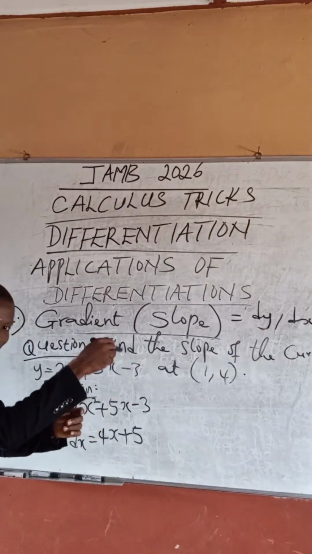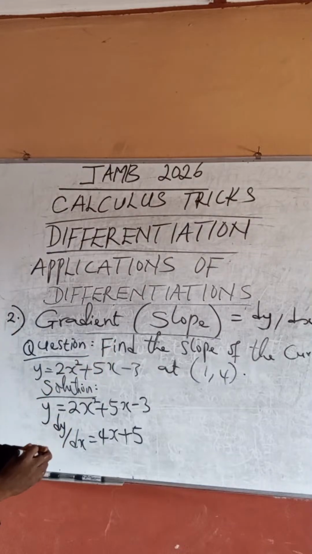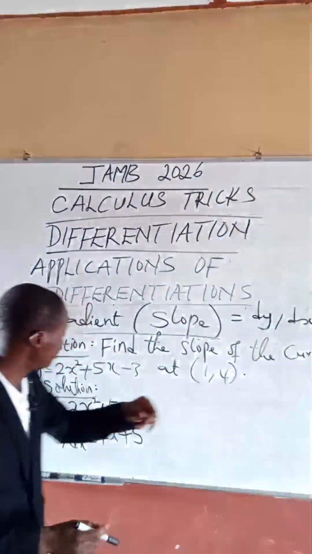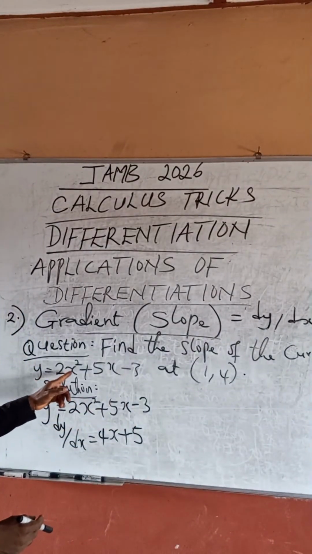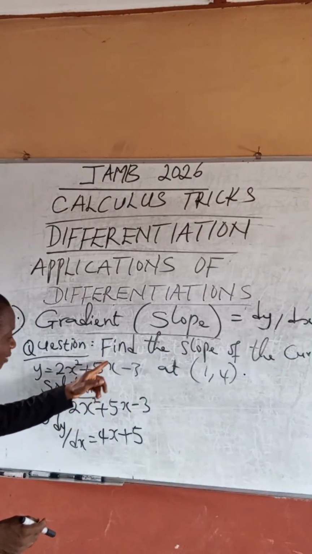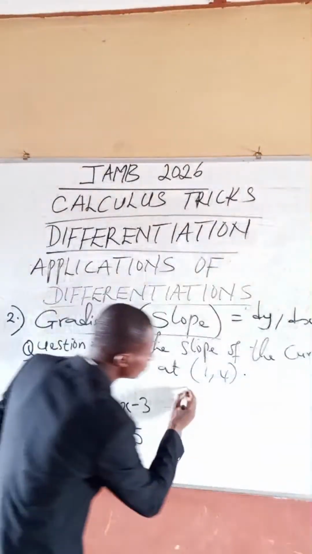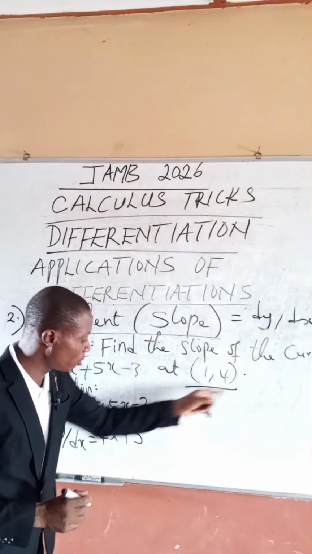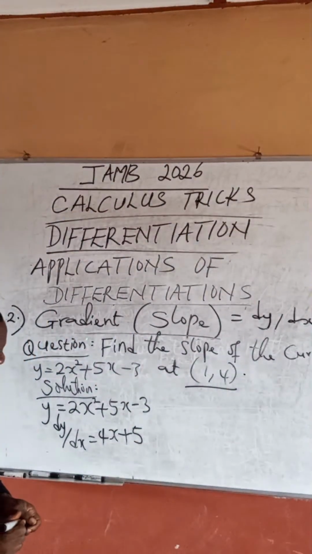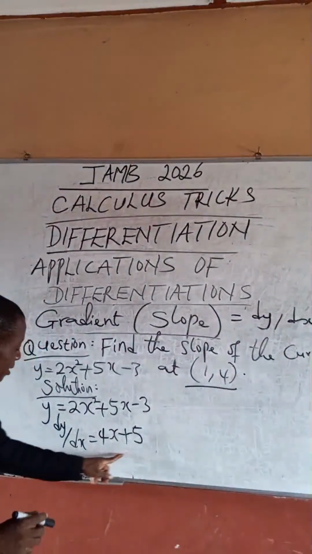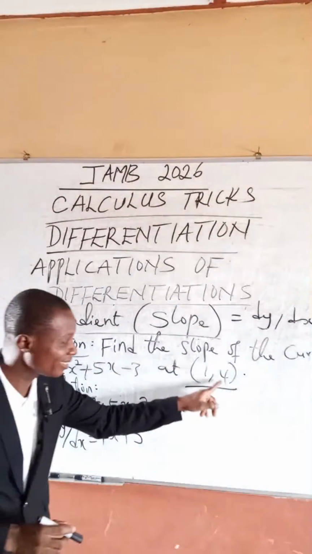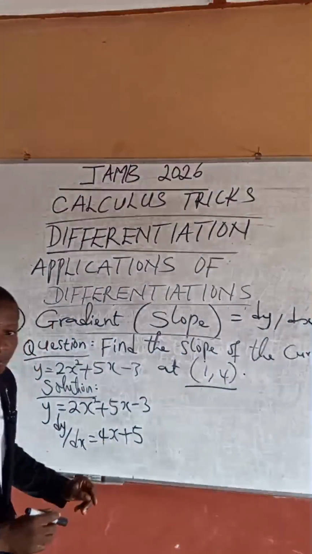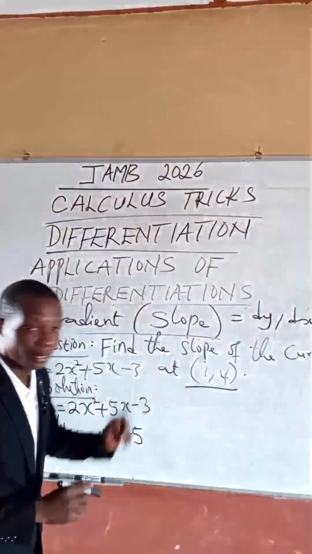Now let's go back to the question. Find the slope of the curve y equals 2x squared plus 5x minus 3 at 1 and 4. Remember, we don't have y here anymore. What we have here is x. So we are using only this one. So fix your x here.